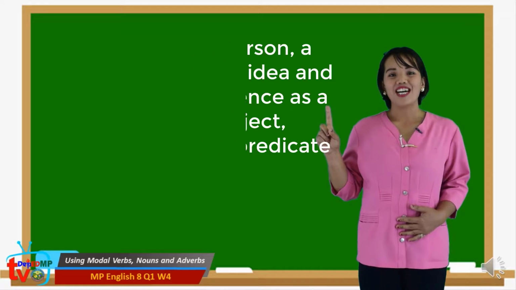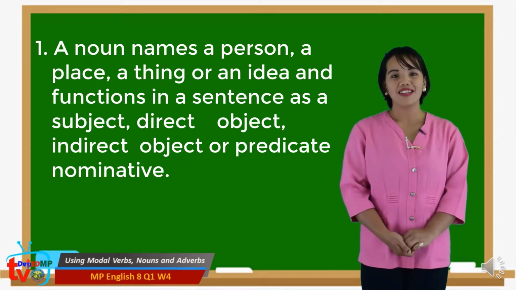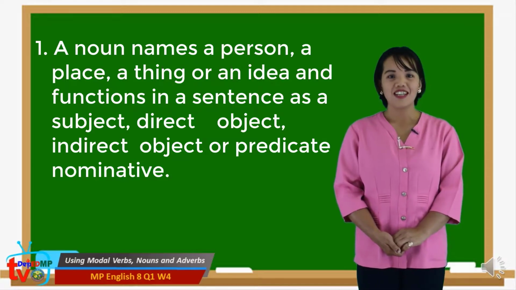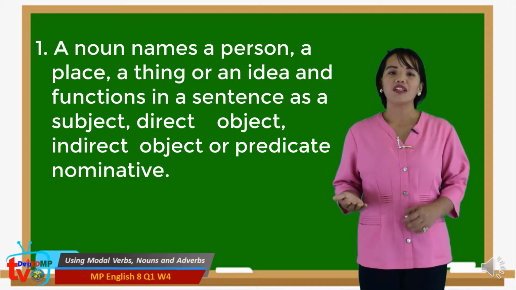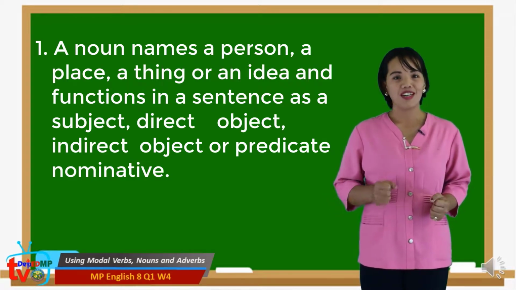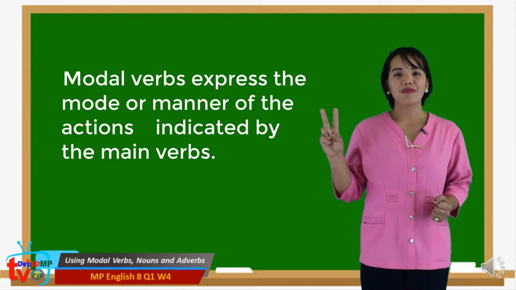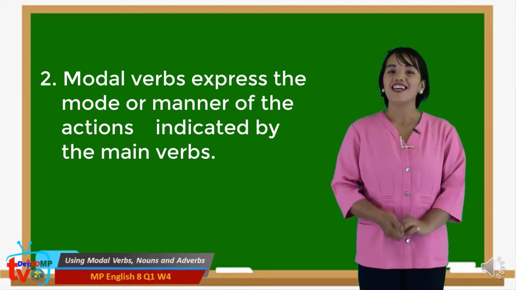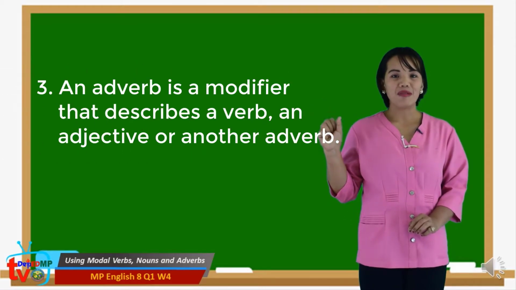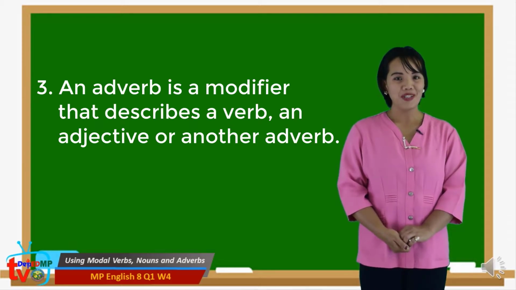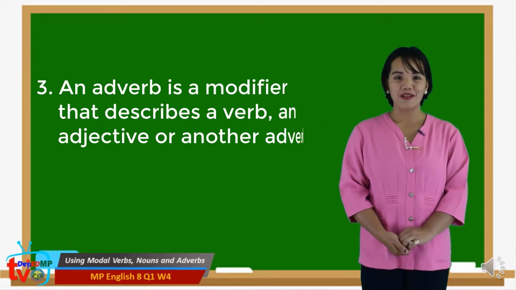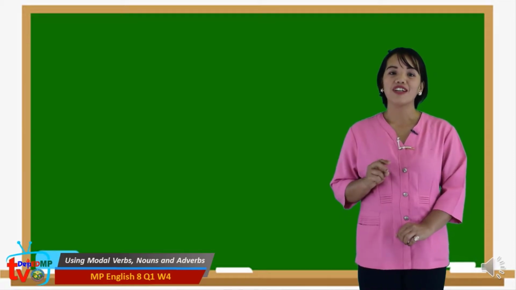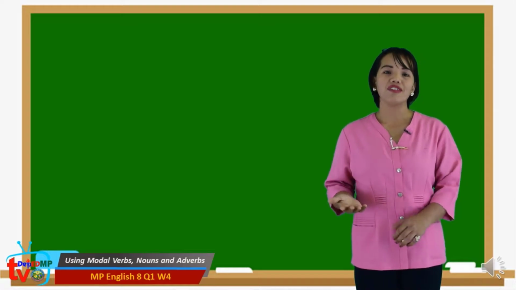1. A noun names a person, a place, a thing, or an idea, and functions in the sentence as a subject, direct object, indirect object, or a predicate nominative. 2. Modal verbs express the mode or manner of the actions indicated by the main verbs. And 3. An adverb is a modifier that describes a verb, an adjective, or another adverb. To sum it all up, your sentences are comprised of noun, verb, adverb, and other parts of speech.